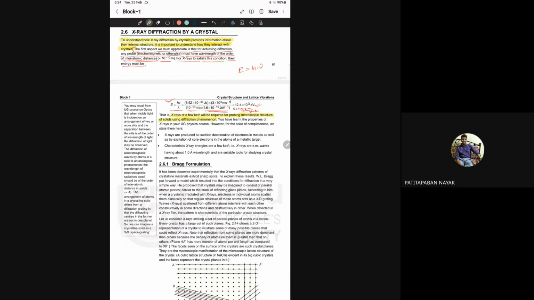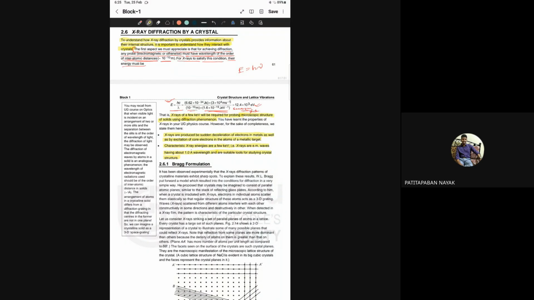For the sake of completeness, you can write: X-rays are produced by sudden deceleration of electrons in metals, as well as by excitation of core electrons in atoms of a metallic target. The characteristic energy of X-rays is a few kilo electron volt. X-rays are electromagnetic waves having about 1 angstrom wavelength and are suitable for studying crystal structure. So this part explains why X-rays should be used to determine the crystal structure.